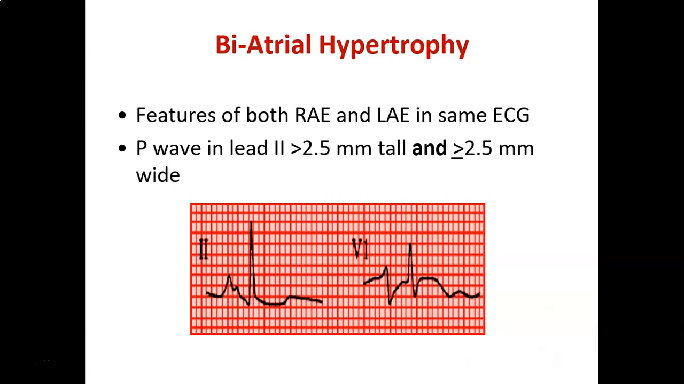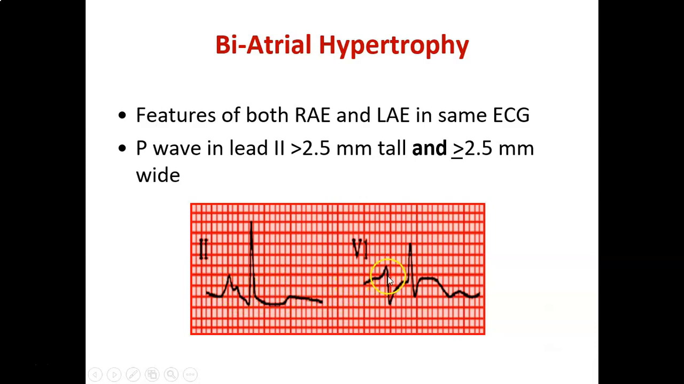Sometimes both atria are hypertrophied, and we call it biatrial hypertrophy, where there are features of both right atrial enlargement and left atrial enlargement in the same ECG. What it means is that the P wave in lead 2 may be more than 2.5 mm tall and more than 2.5 mm wide.